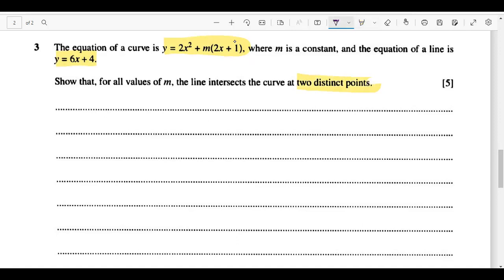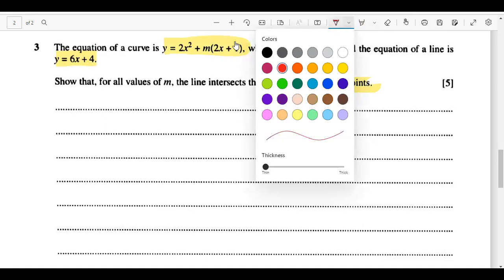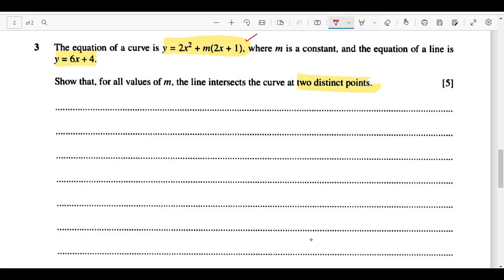Now, it is one of the 3 cases, but it is the other way around. This time around, you have the curve, you have the line. You need to show that for all values of m. In the other parts, we had to find out the value of m. This is what we used to do. This time around, the examiner is saying, just show that for all values of m, the line intersects the curve at 2 distinct points. So the idea is very simple, I'll tell you.